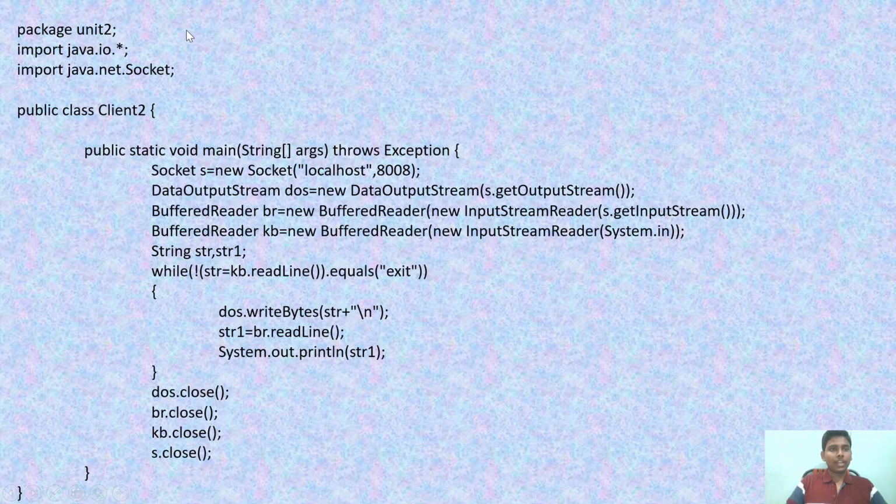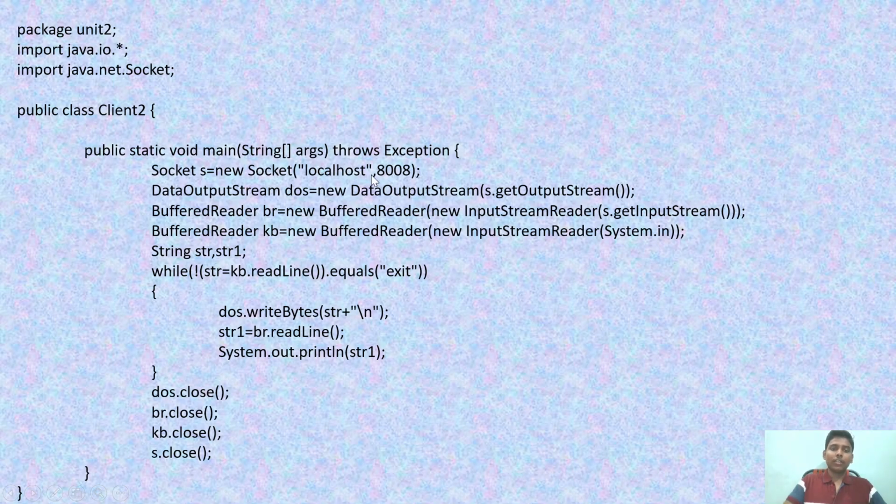Here is the program for the client. We have the program in the package unit 2. We have imported the necessary classes. Next, here is the client 2 class name, and a Socket class object s is equal to new Socket.